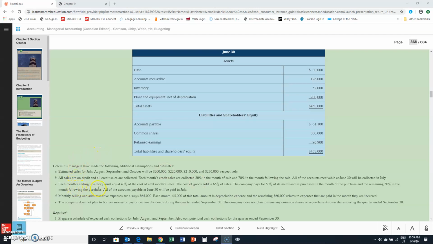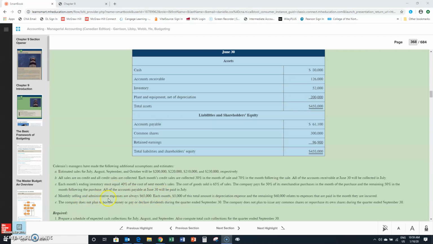Each month's ending inventory must equal 40% of the cost of next month's sales. The cost of goods sold is 65% of sales. The company pays for 50% of its purchases in the month and 50% the month following. All accounts payable at June 30th will be paid in July.